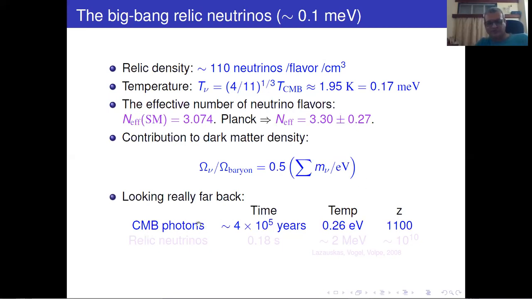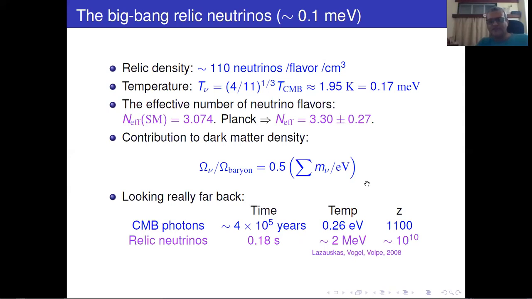Let's compare with CMB photons. So CMB photons decoupled at around 4 lakh years, when the lifetime of universe was 4 times 10 to the 5 years. The temperature was about 0.26 electron volts, and the value of redshift was about 1100. Relic neutrinos actually decoupled at a time of 0.18 seconds, when the temperature was about 2 mega electron volts, and the value of redshift was 10 to the power 10. Okay? So you will see indeed that if we are able to look at the spectrum of these neutrinos, we have access to time as close to Big Bang as about 0.2 seconds.